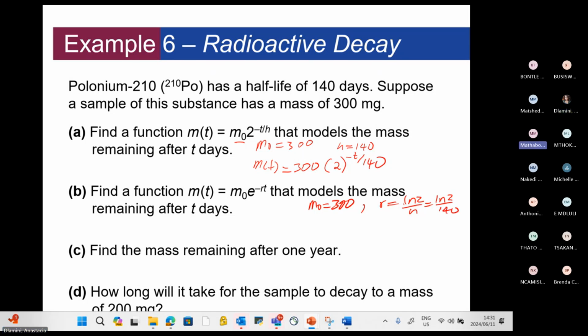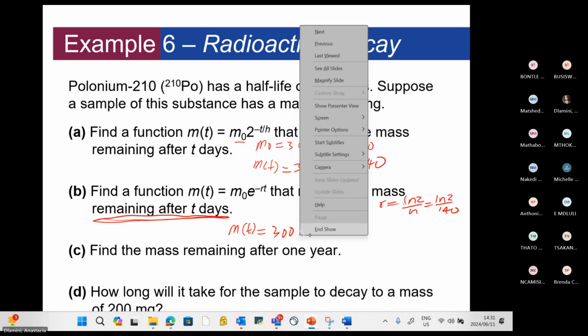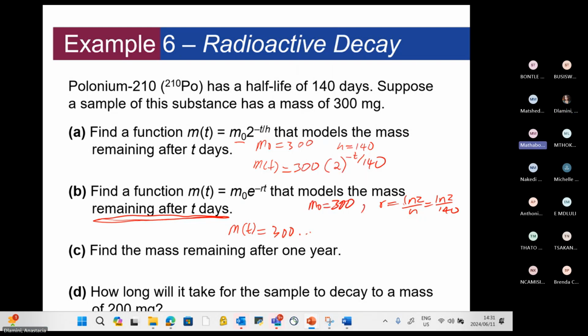I think we still have to solve it in terms of T. So I don't have T, I have T as a variable. Am I right? Yes, you are right because they say remaining after T days. Do you see that? Oh, okay, yes, ma'am. So I then said M of T is equal to 300 multiplied by e to the power of negative ln 2 over 140 multiplied by T. Well done.